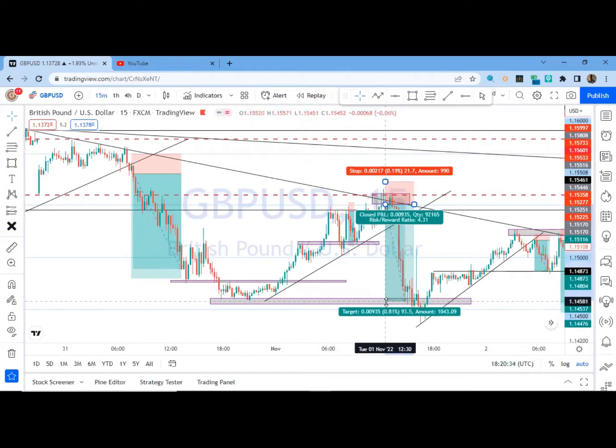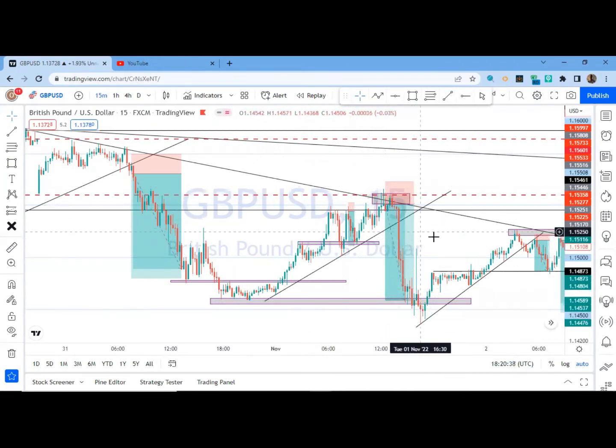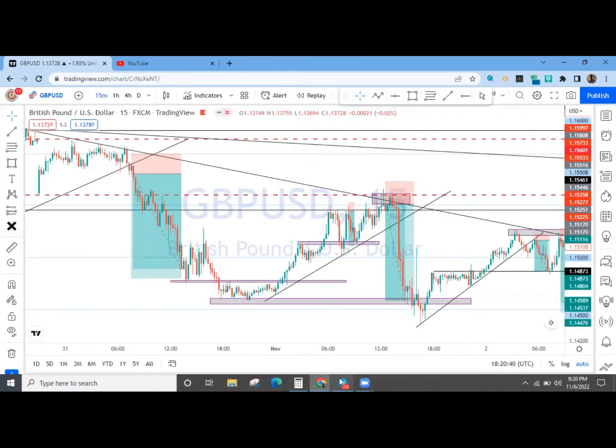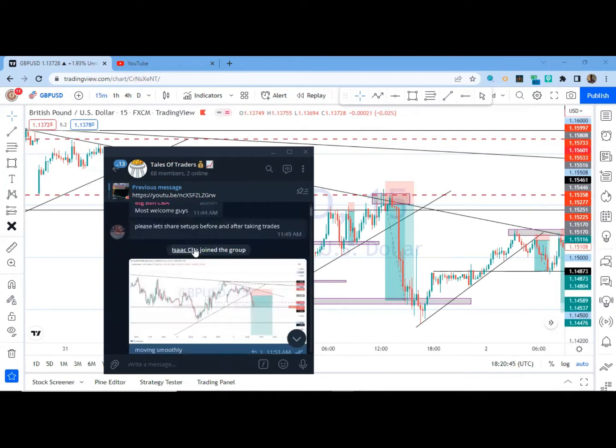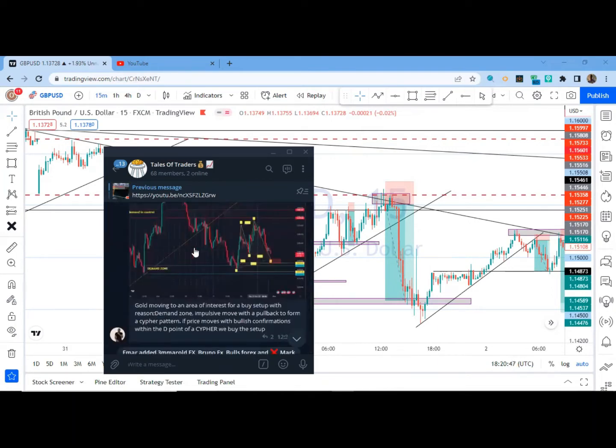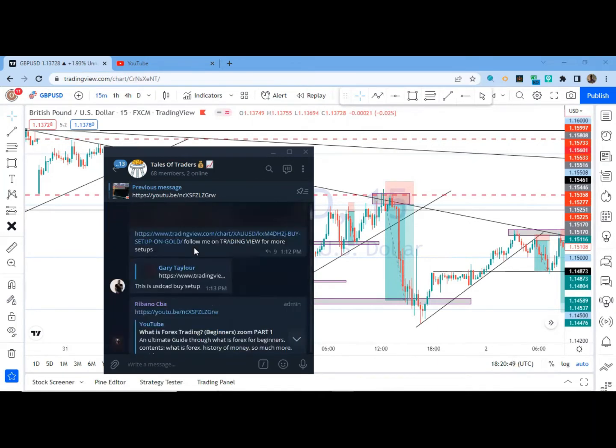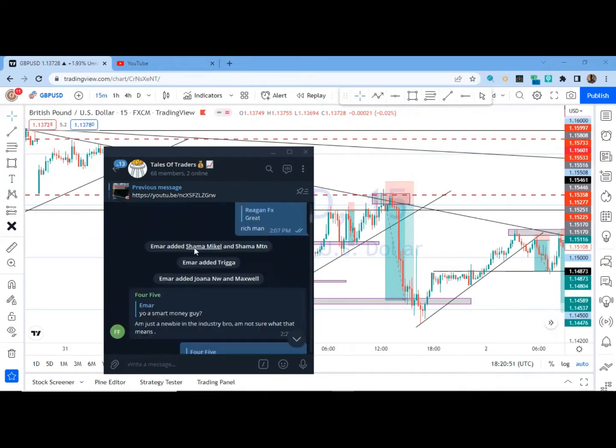We made around 90. Yeah, we made around 92 pips, guys. Nice drop, and I'm sure that trade was sent. If it wasn't sent to this community, it was sent only to the mentorship students, guys. Let me see if we sent that here.